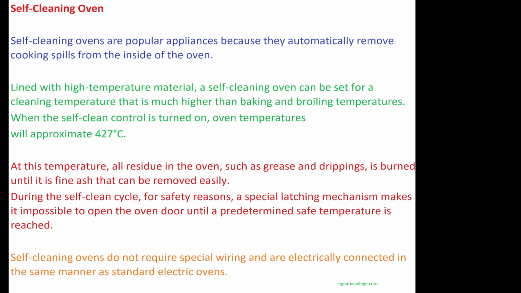Self-cleaning oven. Self-cleaning ovens are popular appliances because they automatically remove cooking spills from the inside of the oven. Lined with high-temperature material, a self-cleaning oven can be set for a cleaning temperature that is much higher than baking and broiling temperatures. When the self-clean control is turned on, oven temperatures will approximate 427 degrees Celsius. At this temperature, all residue in the oven, such as grease and drippings, is burned until it is fine ash that can be removed easily.